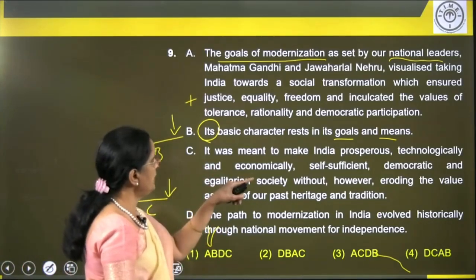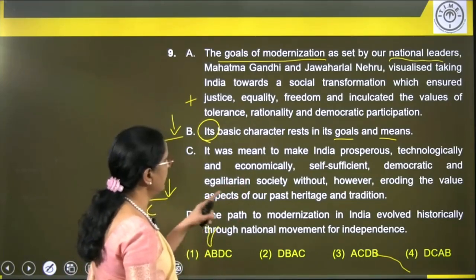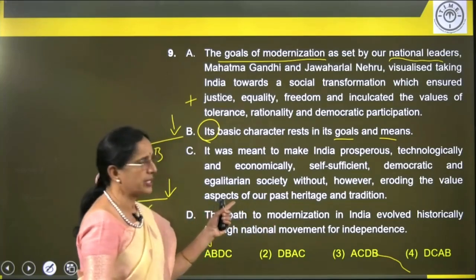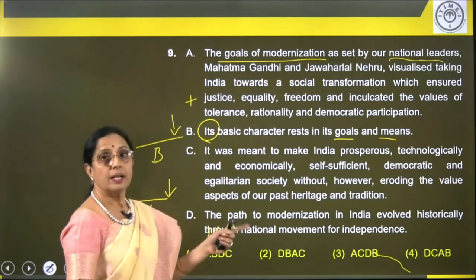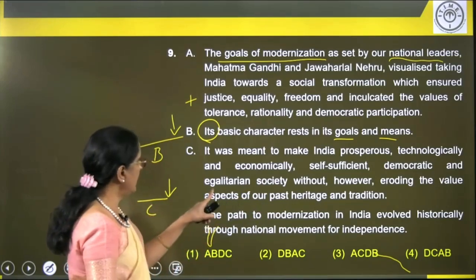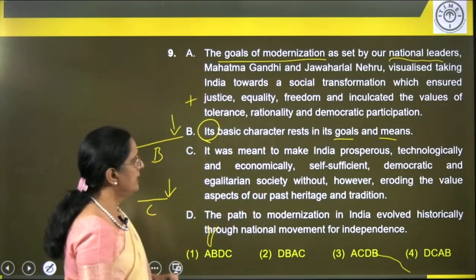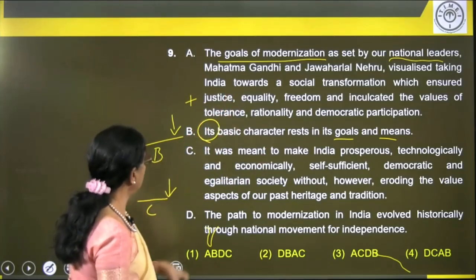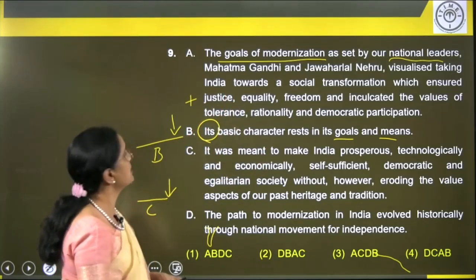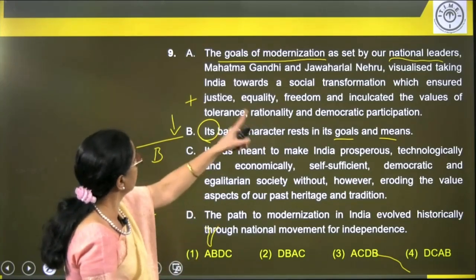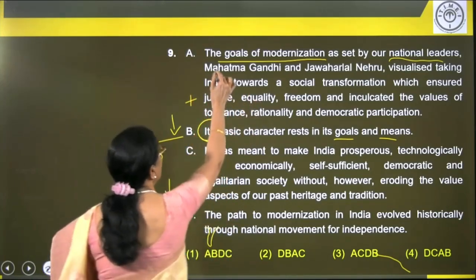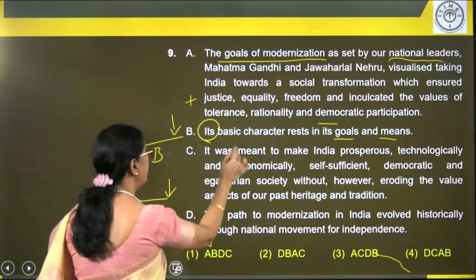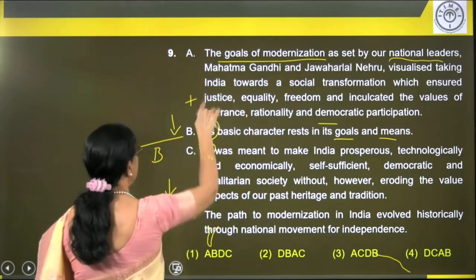It was meant to make India prosperous, technologically and economically, self-sufficient, democratic and egalitarian society without, however, eroding the value aspects of our past heritage and tradition. It was meant to make India prosperous. Right? Can we take A and C together or not? Yes? Okay. The goals of modernization. Alright, democratic participation. It was meant to. So it should be AC.